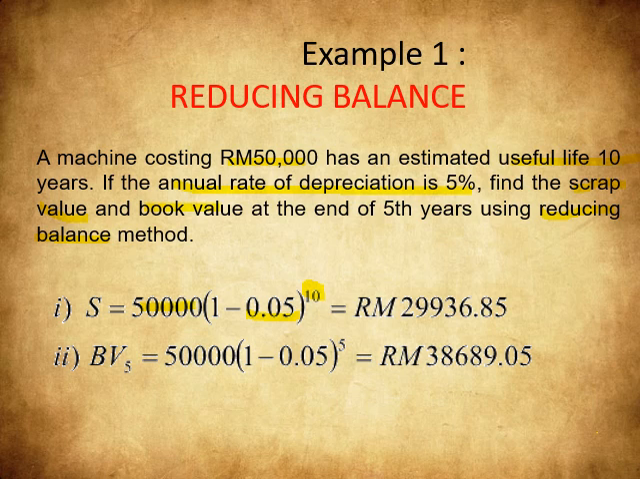Next, how to find the book value? We use the formula for book value: cost 50,000, (1 minus R) power of N. Okay, as I mentioned earlier, scrap value and book value have the same formula. The difference is we use 10 years for scrap value and we use 5 years for book value, since we want to find the book value at the end of the 5th year.